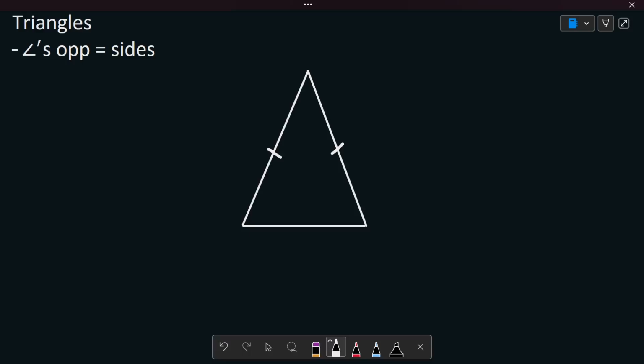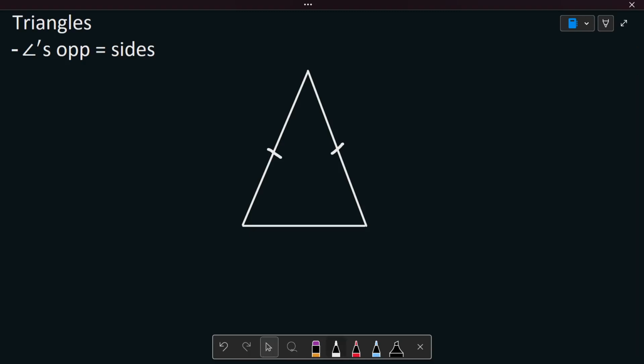Welcome to the last reason that we need to know for the triangles. Once we're done with this reason, and this is one of the three common reasons, the other two we just went over. This is the third reason, and it states angles opposite equal sides. I'll get into the full description of that when we actually do the examples.